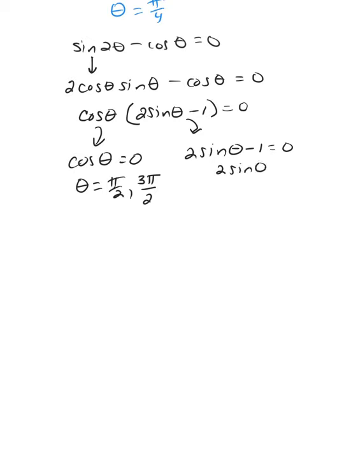So where is 2 sine theta equal 1? Where is sine theta equal a half? I know that sine theta equals a half when theta is a 30-degree angle. That is pi over 6. It also occurs again in quadrant 2. That sign would be positive. So if you put a reference angle of pi over 6 into quadrant 2, you are now at 5 pi over 6.